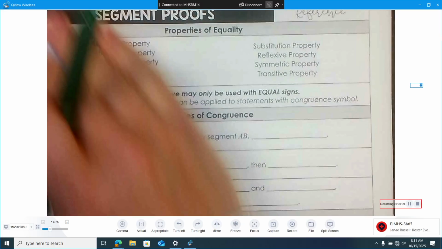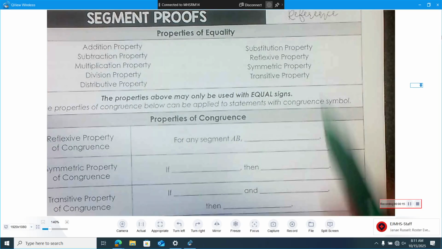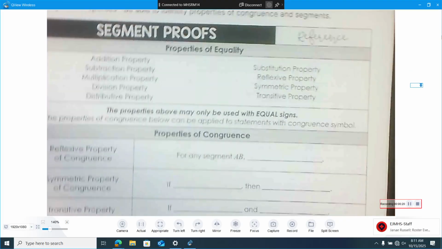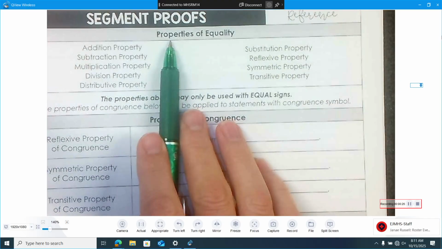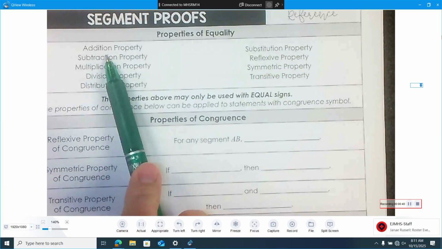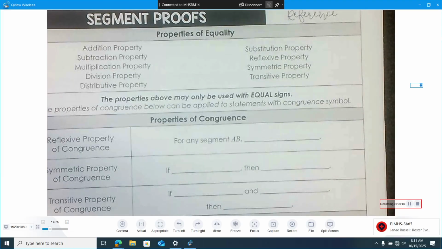So we are looking at properties of segments today. We want to be able to identify the segment properties, but also properties of congruence and equality, which kind of go hand in hand. We still have our properties of equality that we use with algebraic proofs. They also work when we're talking about segments. So we can use the same properties: the addition property of equality, subtraction, multiplication, and division. All of these properties still apply, and we can still use them when we're talking about geometric shapes and figures.